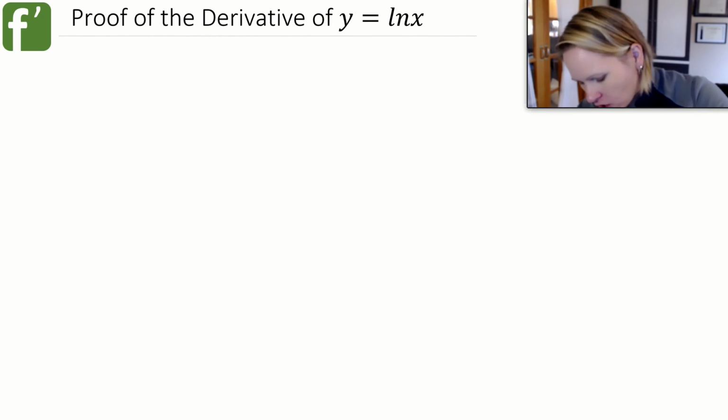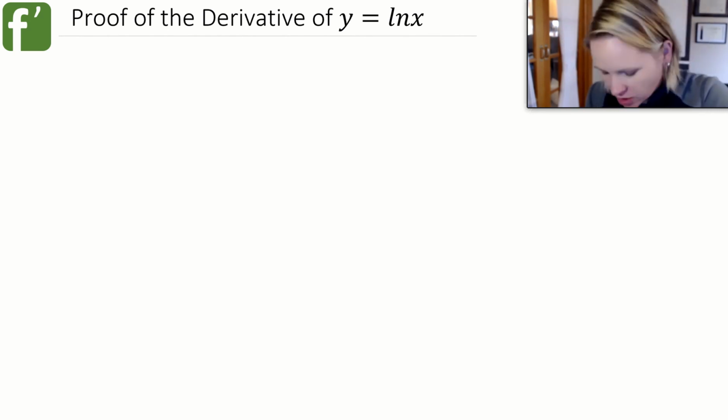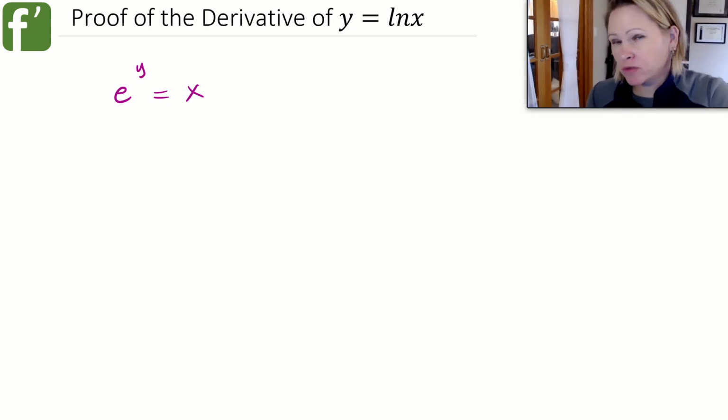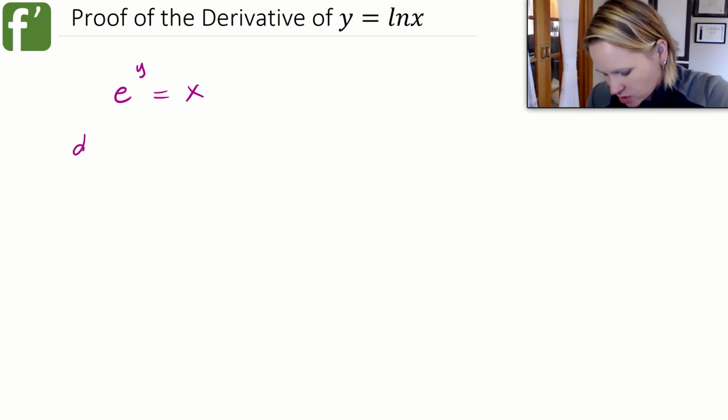So first of all, if we have y equals natural log of x, let's remember this also means that e to the y is the same as x. So sometimes writing the inverse function and then differentiating with respect to x is the way to go. So here we're going to go ahead and do the derivative of each side.